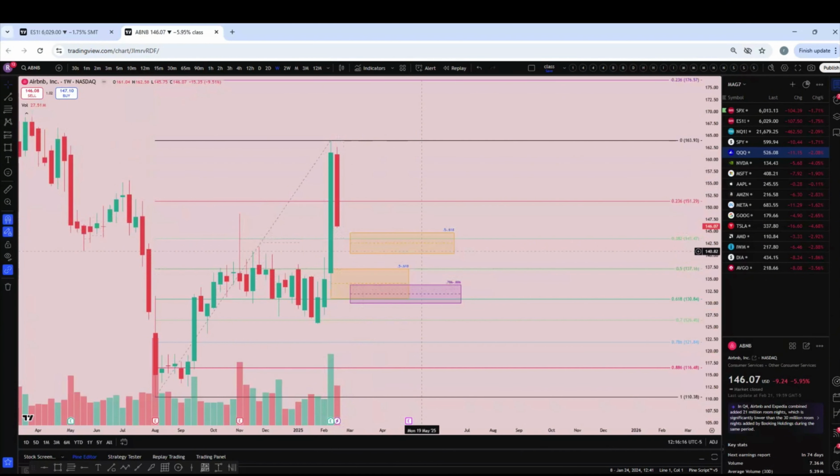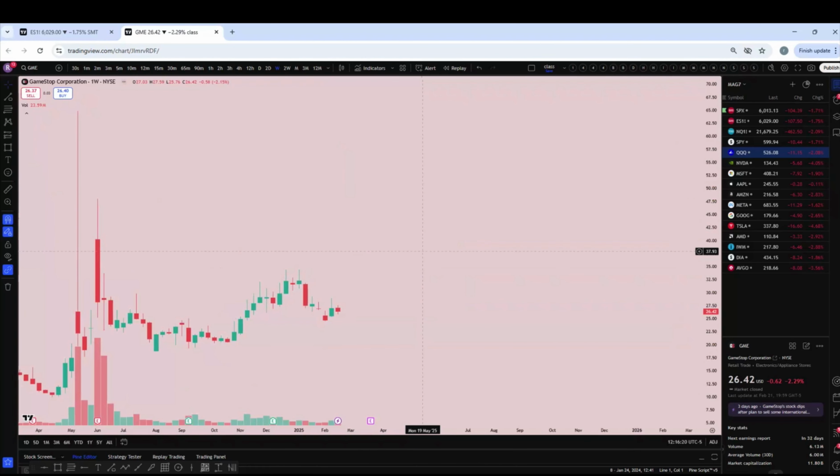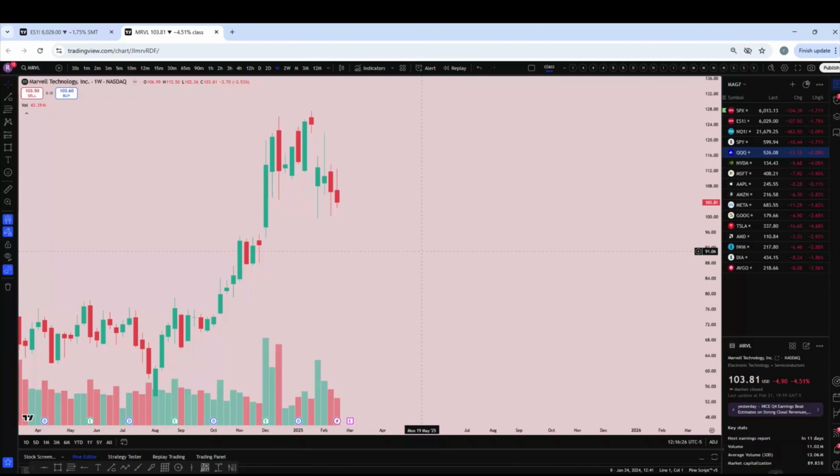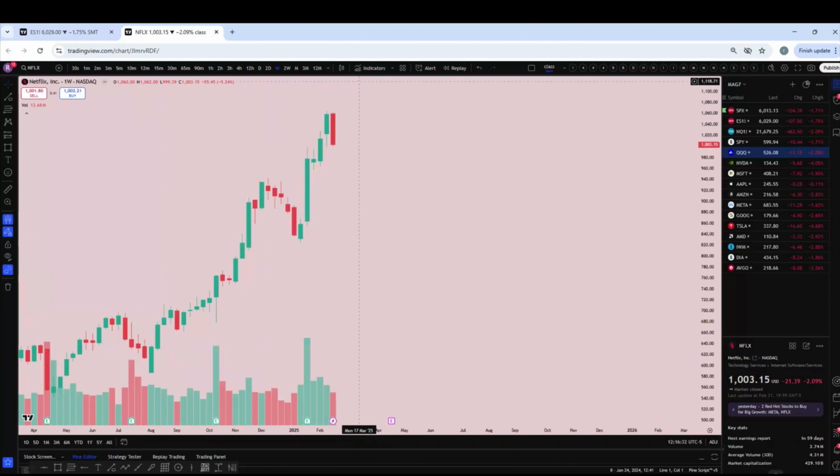What's next on my list? I don't really trade GME, but we can look at it. Yeah, I'll leave that alone. That's more momentum for people. Let's look at Marvel. It's inside week, but not inside print, like what I'm looking for. And Netflix. Inside week, but not inside print.